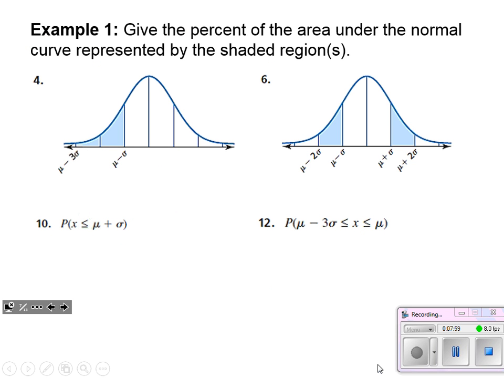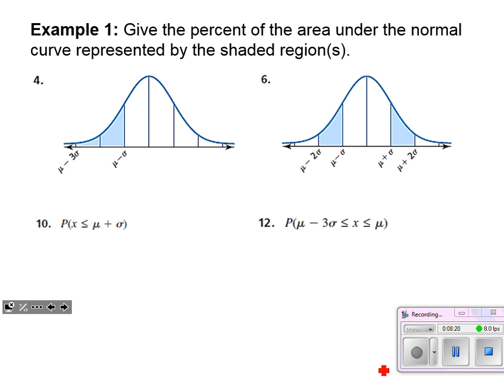So our first example, here we have a normal curve and we have all the standard deviations drawn in. We need to give the percent of the area under the normal curve that's represented by the shaded regions, or as you can see in 10 and 12, maybe they're just describing the probability of a certain event, a certain range of events occurring.